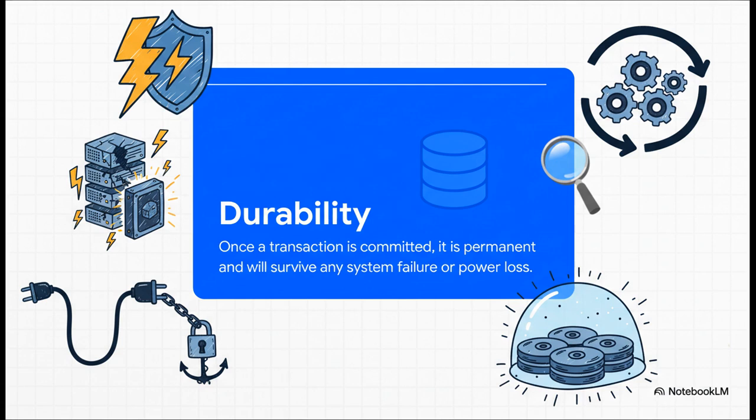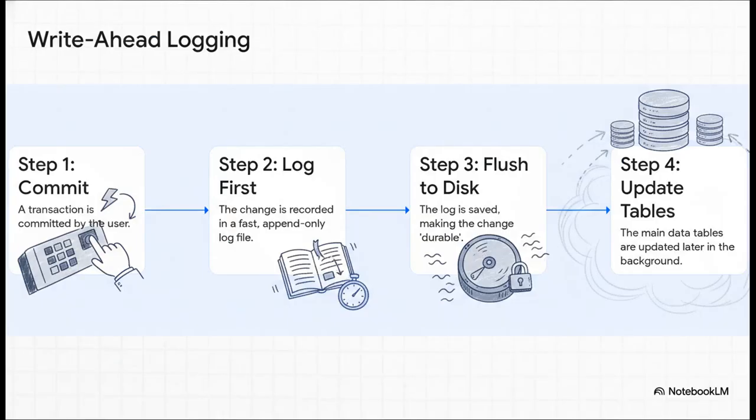Durability is a simple but really profound promise. Once the system tells you that a transaction is complete, that's it. That data is permanent. It's going to survive a power outage, a server crash, pretty much anything short of the building catching on fire and melting the hard drives. So how do they pull this off?